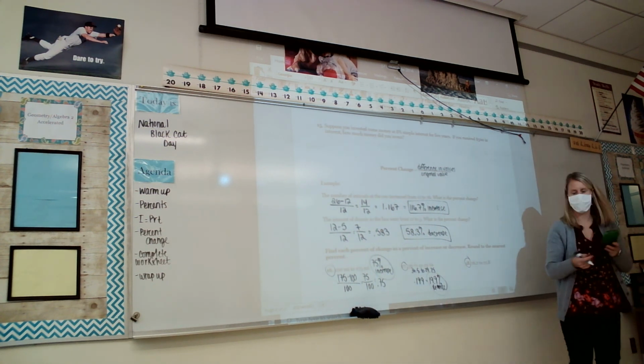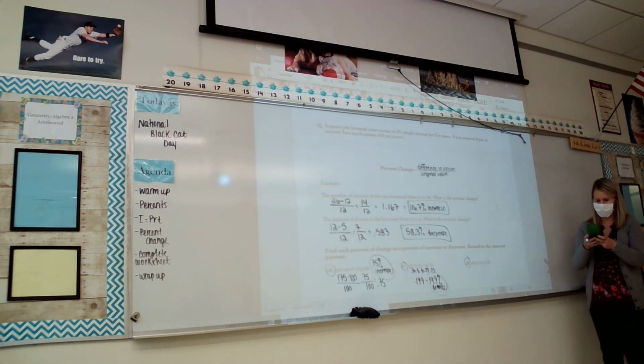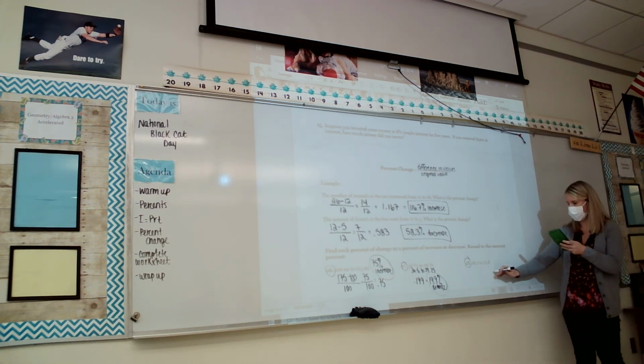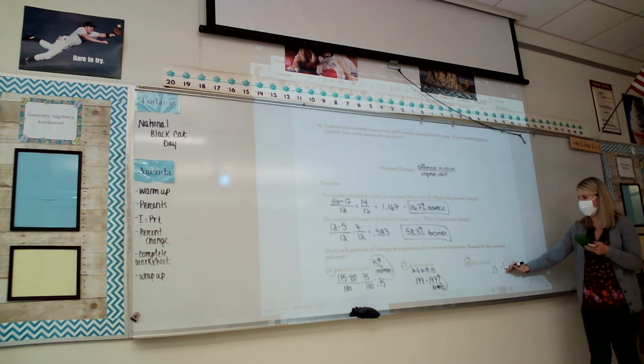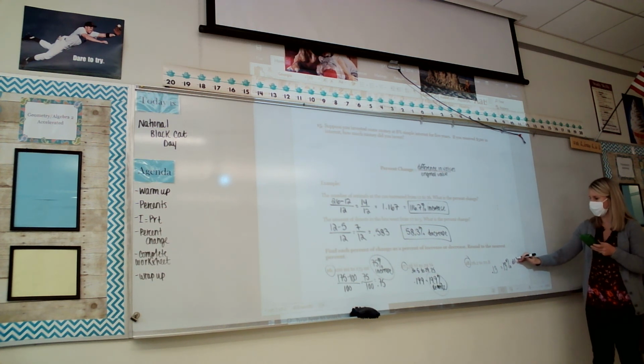And then last but not least, I'm just going to do this one in my calculator too. I'm going to subtract those two numbers. I'm going to divide by the original, and I'm going to get 0.129, but that would round up, so I'm just going to round to 0.13. That's going to be 13%, and that would be a decrease.